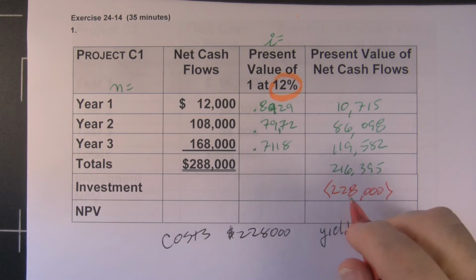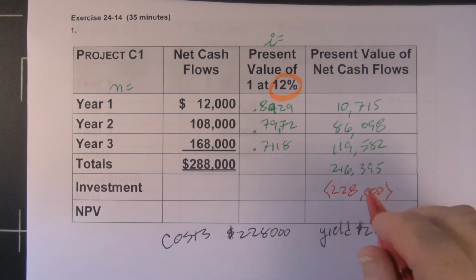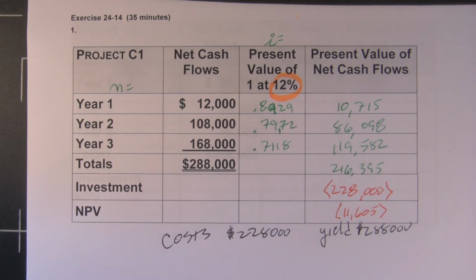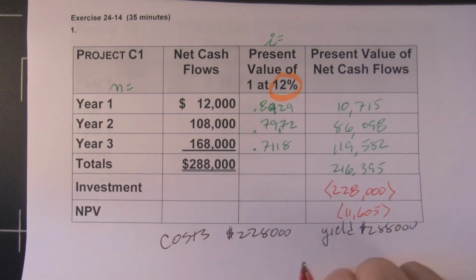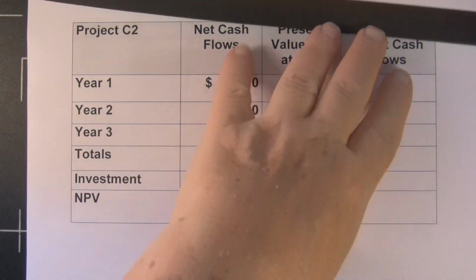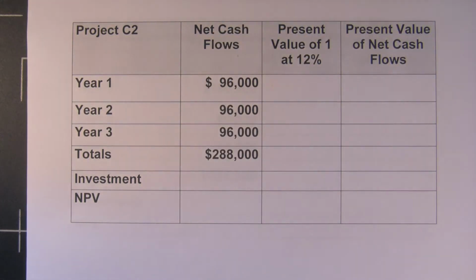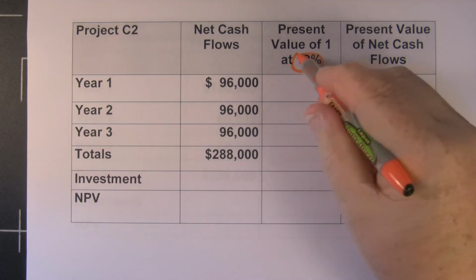In this case, the net present value of this project, due to the time value of money, is a loss of $11,605. Now for project 2, again, same deal. Everything's the same for these problems except the way the money comes in.